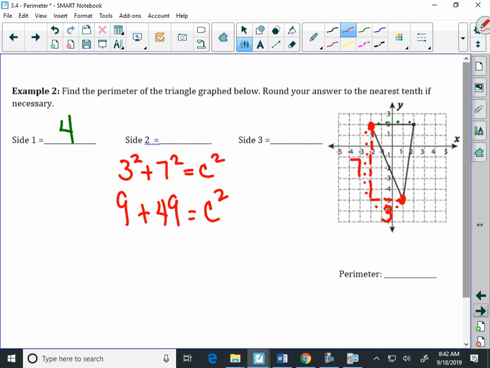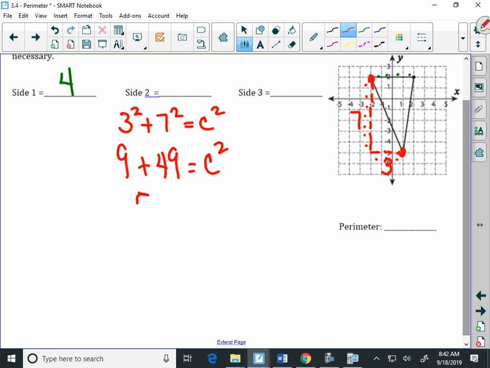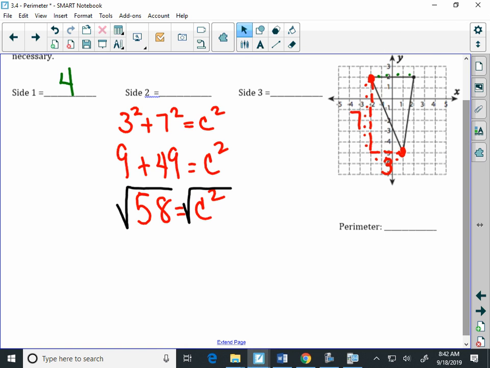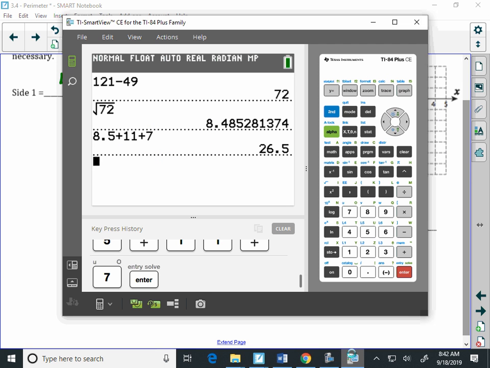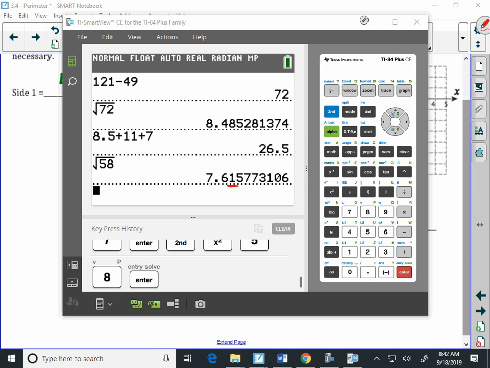And then 49 plus 9 is 58. And we have to undo the squared. So we're going to take the square root of both here. And again, type it into Desmos, type it into your calculator. The square root of 58, we're going to round to the nearest tenth. It's 7.61. When we're looking at this, we're going to look at the 1 to determine how to round.